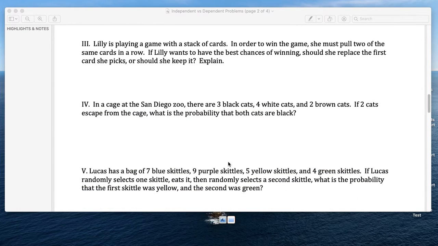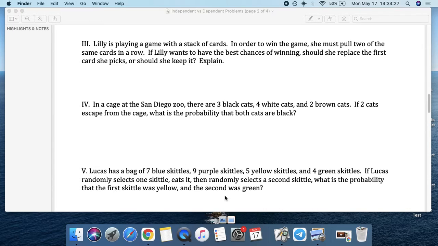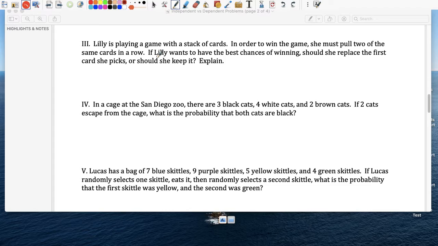Lily's playing a game of cards. In order to win the game, she must pull 2 of the same cards in a row, okay? What's the best chance? Should she replace the first card she picks, or should she keep it? Well, she definitely should replace it, right?